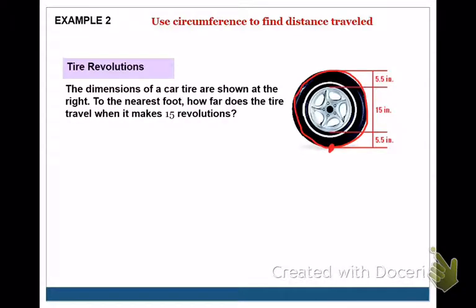Well, first off, let's find out how far it will go if it makes 1 revolution. And that's just the circumference. So again, circumference is 2 pi r, or this time we'll use pi d, just for fun. Right, so we're going to take pi and multiply it by the diameter. The diameter is represented by all of these measures added together, which is going to be 11 plus 15, or 26 inches.